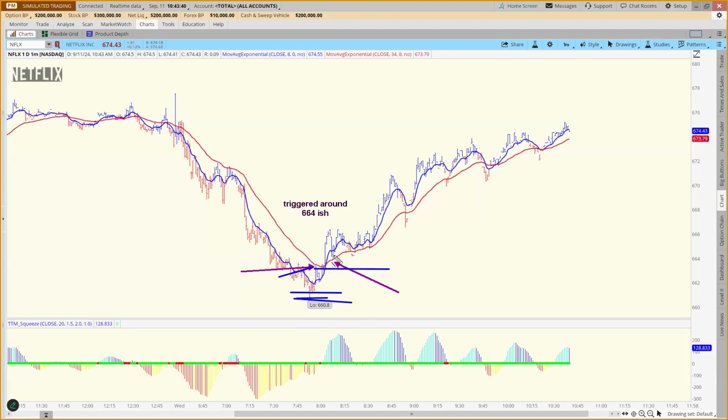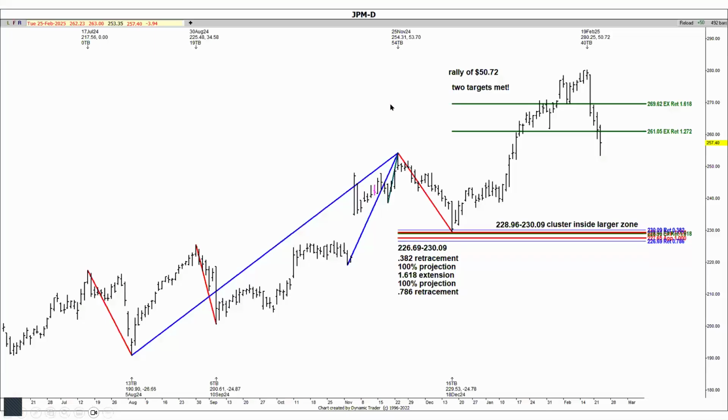Here's the moving average crossover. That was the rest of the trigger. And it would have triggered around the 664 area. And again, very healthy rally. That's on a 1-minute chart. Okay. So if you're a day trader, this step is great for day traders and swing traders. All right, let's see what else we have.